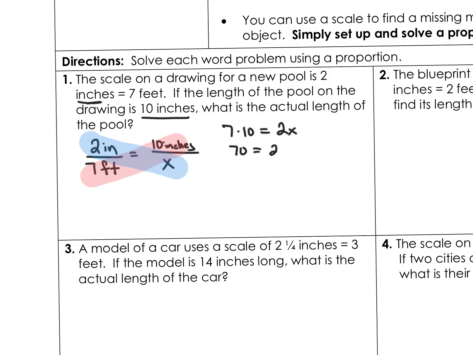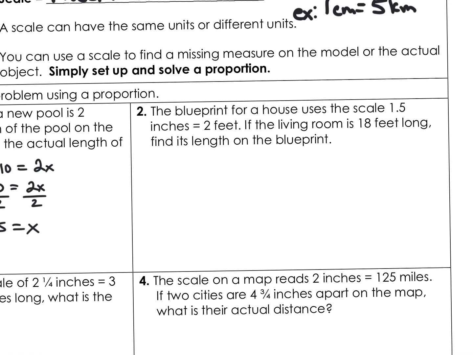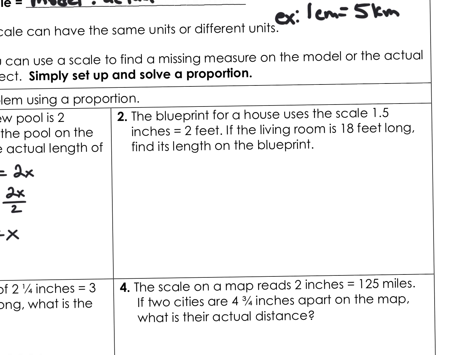So 70 is equal to 2 X's. We divide both sides by 2. So 35 is equal to X. And in this case, it's feet because that's the dimension of our actual object. So our answer would be 35 feet. All right, so why don't you pause the video and try this one out on your own.